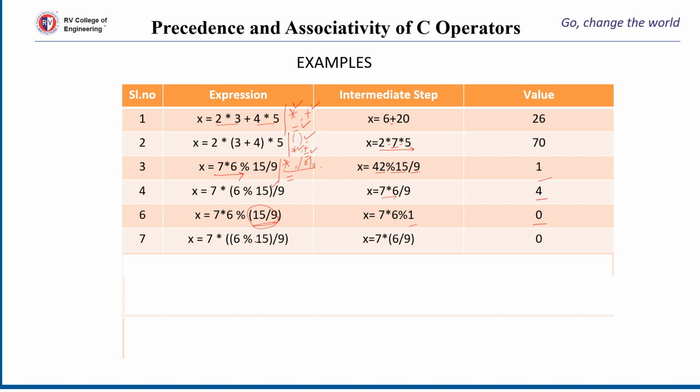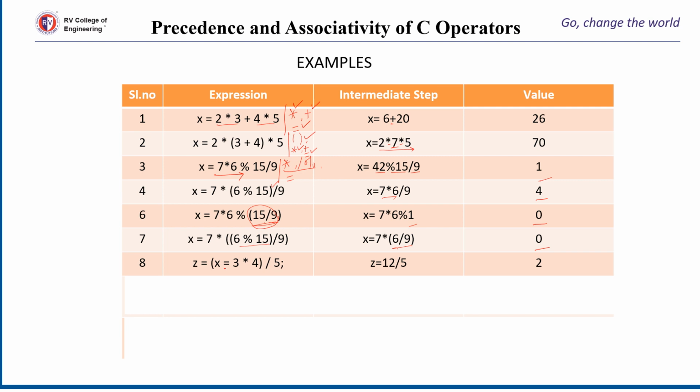Next, 7 into, in bracket, again we have grouped 6 mod 15 in one bracket, this divided by 9. So this will be 6 divided by 9. To that we are multiplying 7. So this will give me 0. Since this is 0, 7 into 0 will give me 0. Right? Now what happens to this expression?